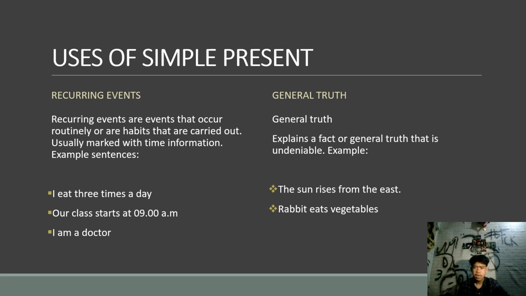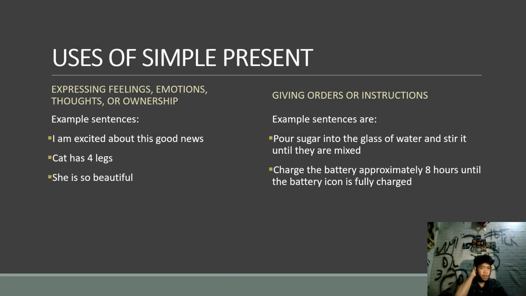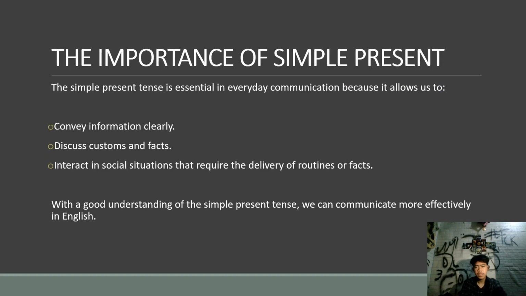General truth. General truth explains a fact that is undeniable. Example: the sun rises from the east. Use of simple present expressing feeling, emotion, tone, or ownership, giving orders or instructions.